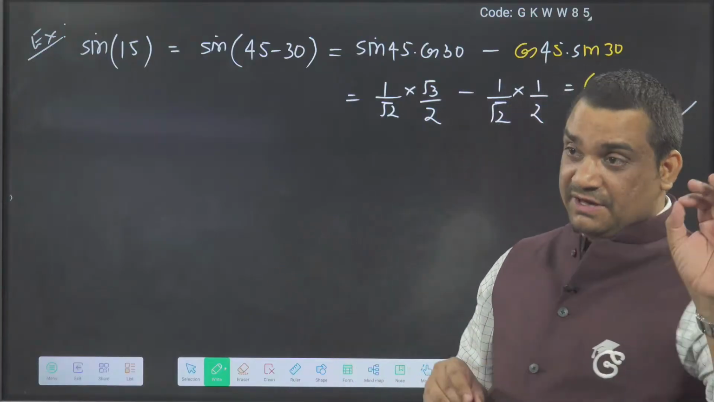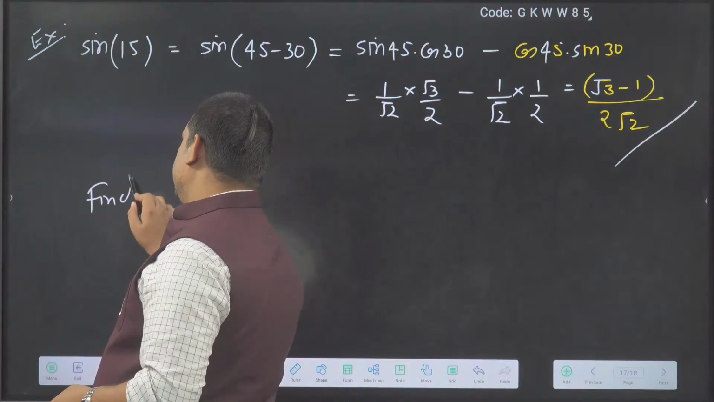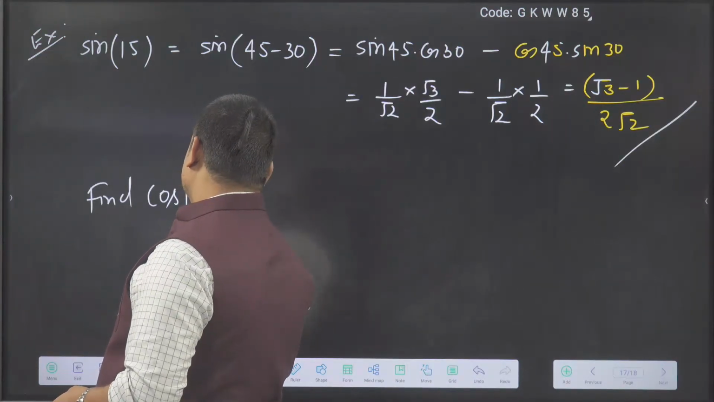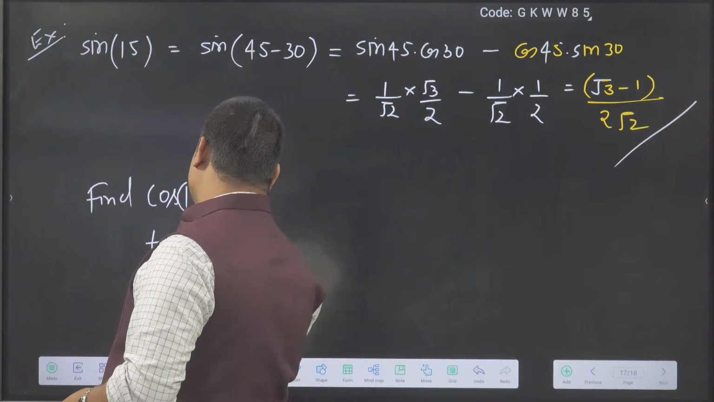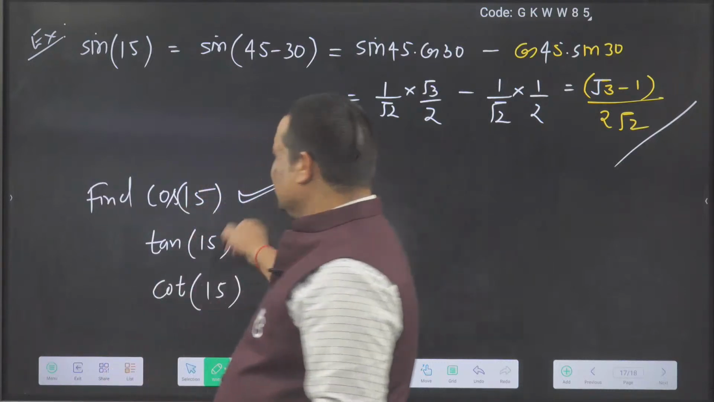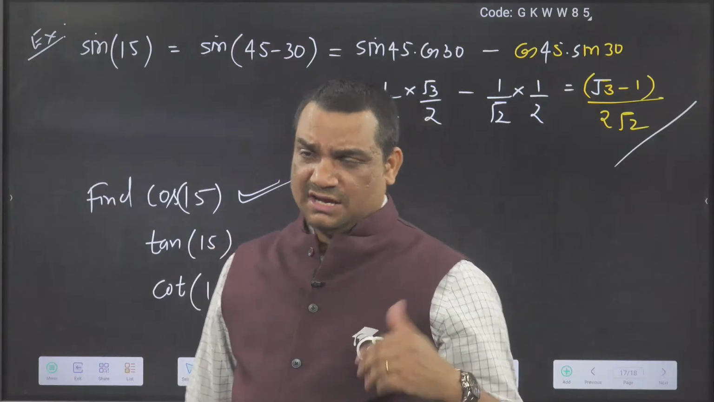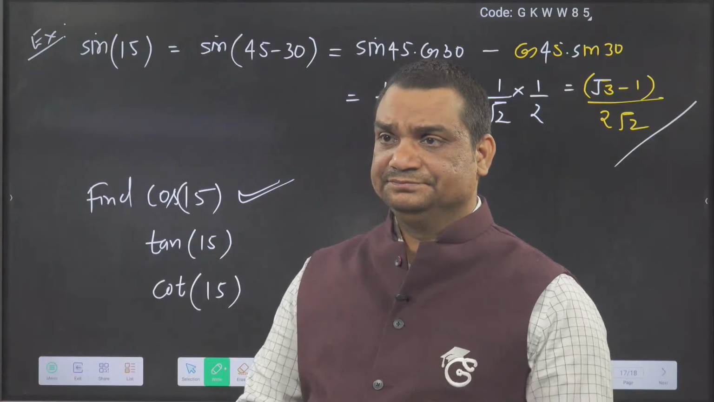I'm giving one more homework, in the same way. Find cos 15, tan 15, and cot 15. You only have to find cos; for the others, you can write tan as sine by cos, and cot as 1 by tan. Is that possible?